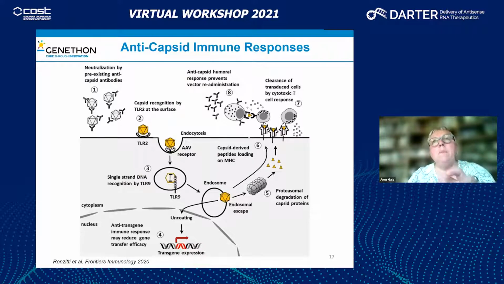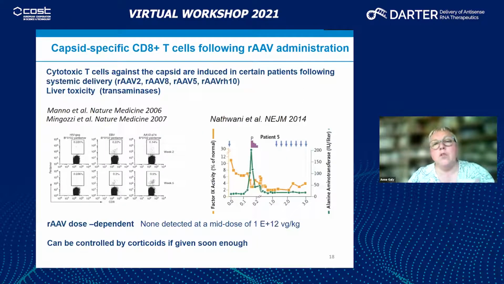So most people here, like in this schema, are very focused and very concerned about CD8 T cell responses to the capsid, because these T cell responses are effector cytotoxic T cells, and they will kill the target cells. And this clearly was shown by Federico Mingozzi a long time ago already, when they did the clinical trials with factor 9, where they found that they had induced capsid-specific T cells, CTLs.